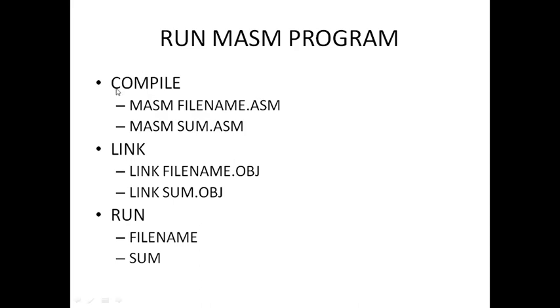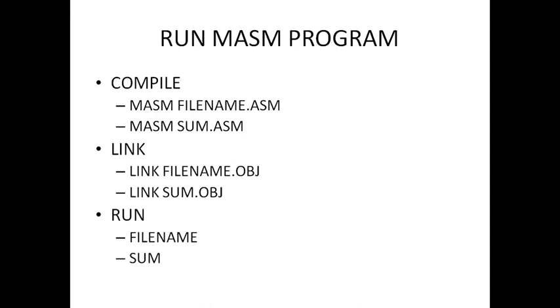After completing your program, you need to run that program. So the first step is compilation. For compilation, you just type MASM file name .asm. Suppose our file name is sum, then type MASM sum.asm. Then it displays the output of the compilation. If there is any error, it shows the file name and error type. You just correct that error.